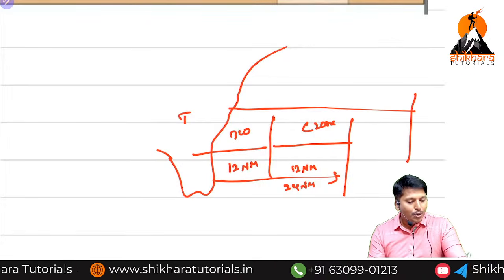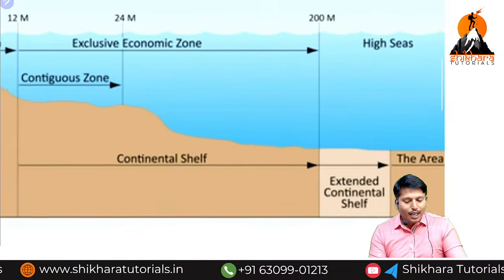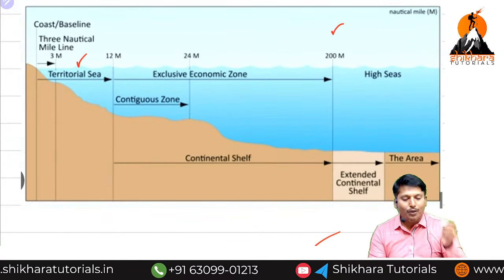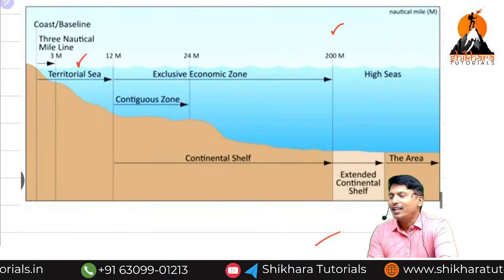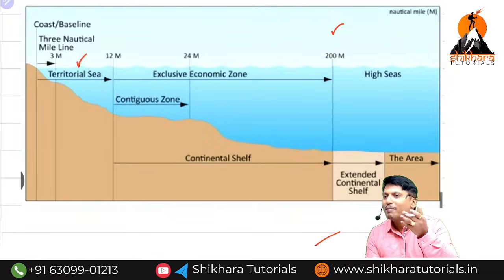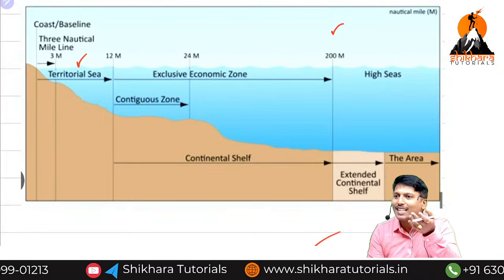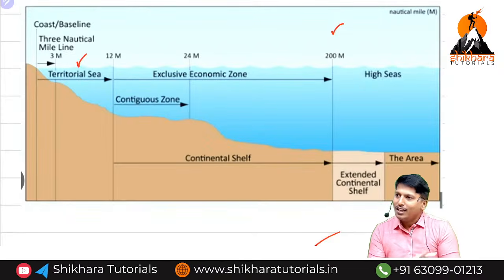Now up to 200 nautical miles is the exclusive economic zone. What zone? Exclusive economic zone. There is a meaning to it. In that place, India can generate more revenue by doing economic activities, extraction of minerals, oils, gases, and gas rigs available there.